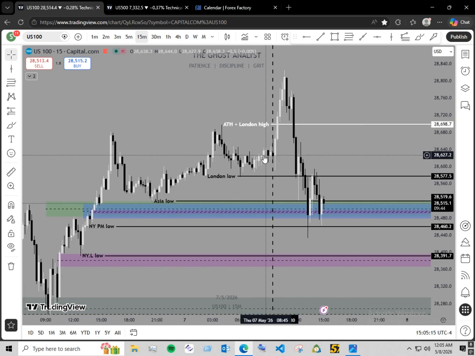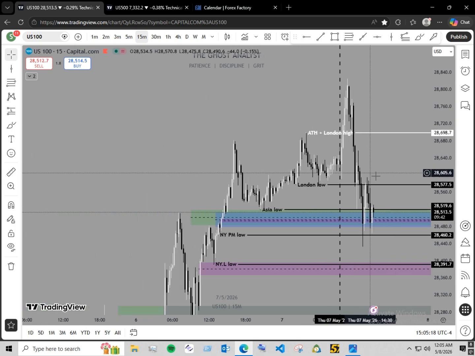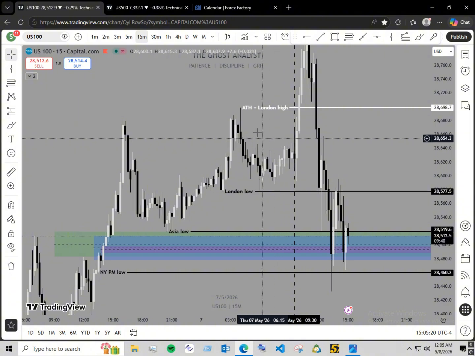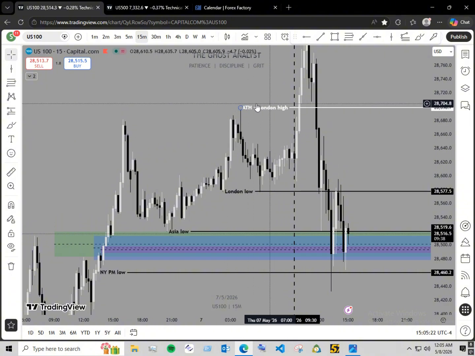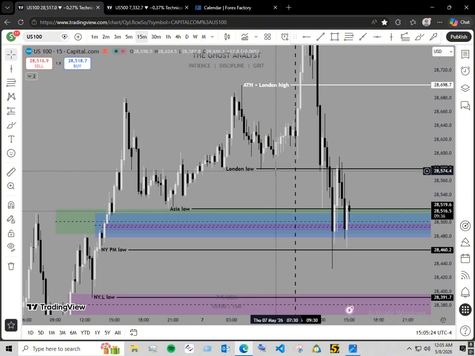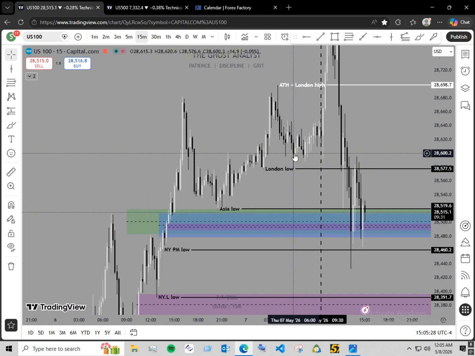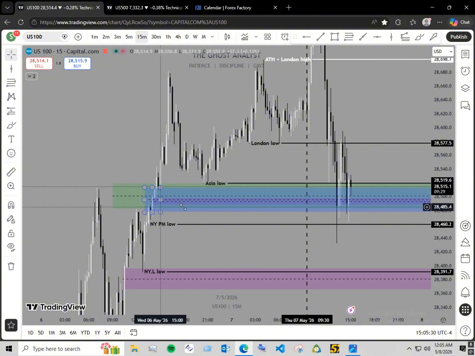Now this vertical line is the 9:30 New York Open. At that time we had all-time highs plus London highs stacked above us, and below we had London lows with this equal low, and we had Asia lows. We had this 4-hour, 1-hour and 15-minute unmitigated gaps overlapped on top of each other.